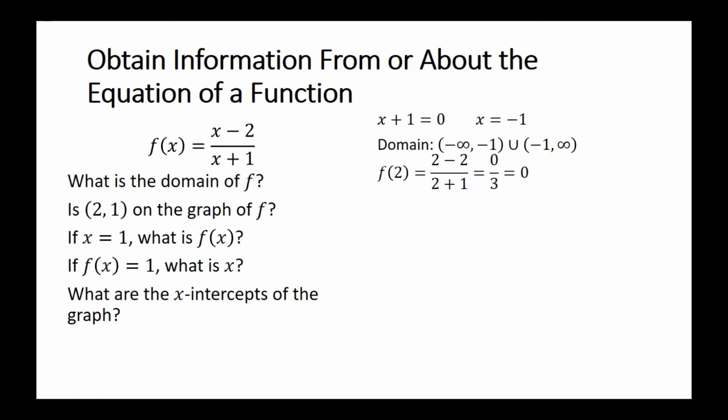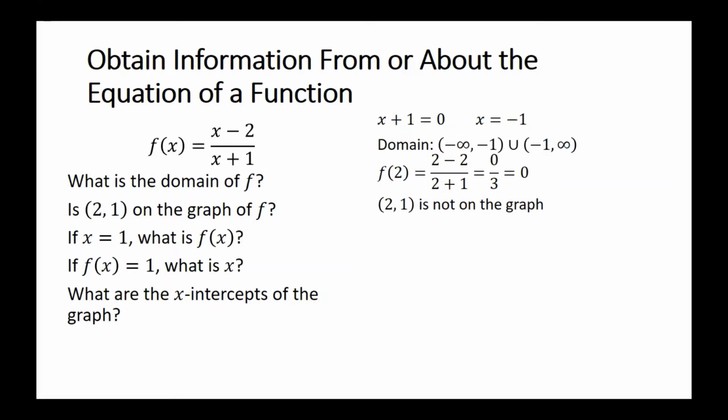Is the point 2, 1 on the graph? The easiest way to do that is to plug in 2 for x and see what y turns out to be. So when we take f of 2, we get 2 minus 2 over 2 plus 1, or 0 over 3, which gives us 0. That is not 1, so no, the point 2, 1 is not on the graph.